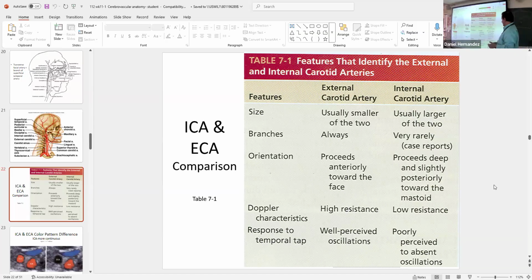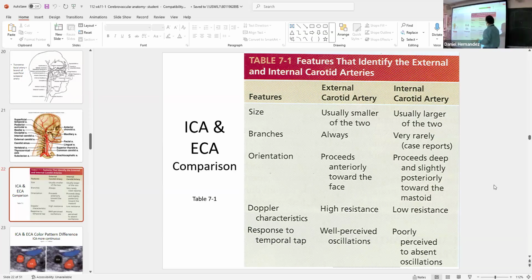So the main thing is the resistive index, looking at how much diastolic flow there is compared to that peak systolic velocity with external versus internal. Internal should be very low resistance. We should have a lot of diastolic flow because the brain needs that continuous supply of blood, versus the external carotid artery, which is much higher resistance.